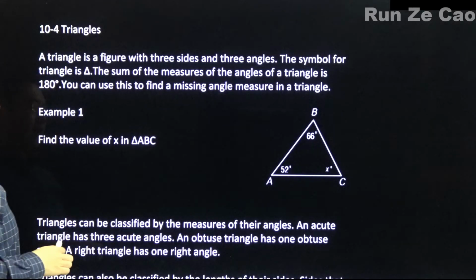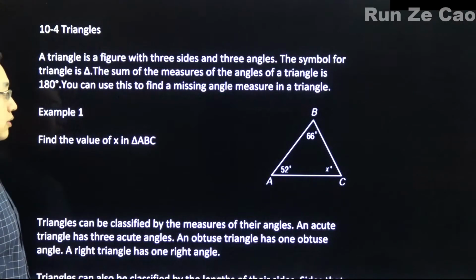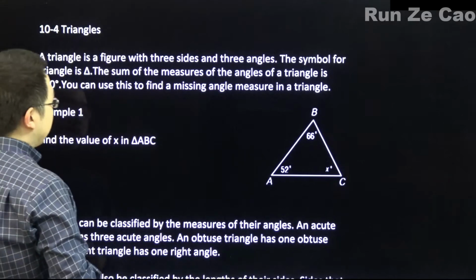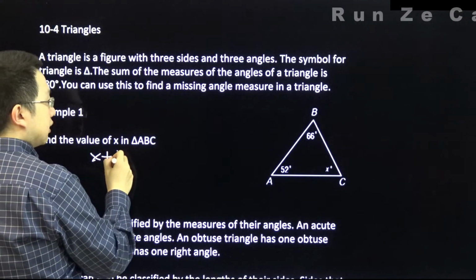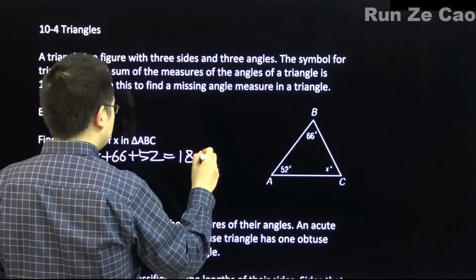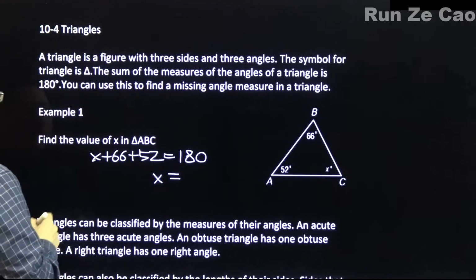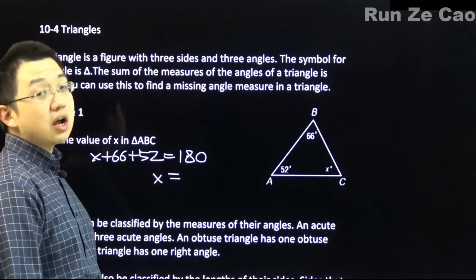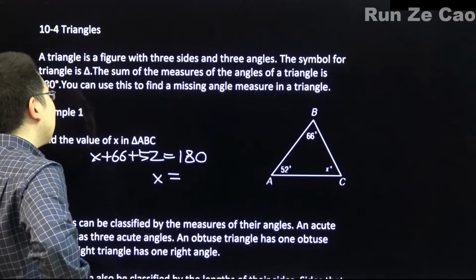The sum of the measures of the angles, the internal angle sum, is 180 degrees. And you can use this to find a missing angle measure. For example, here, find the value of x in triangle ABC. You would go x plus 66 plus 52 is equal to 180. Well then, x is equal to 180 minus 66 minus 52. Doing this sequentially is unpleasant. So 66 plus 52 on the other hand, oh, that's 118.